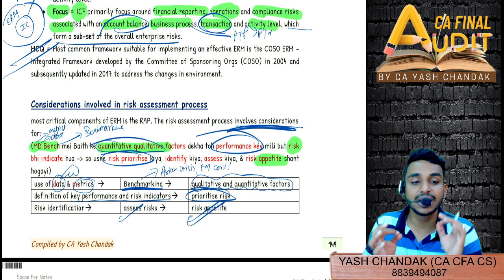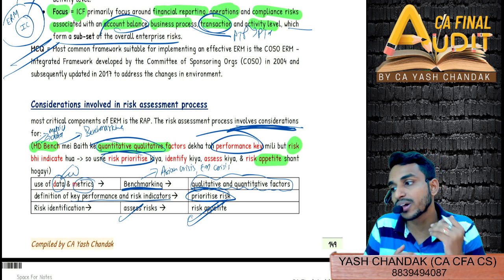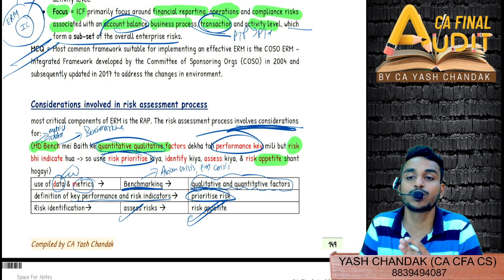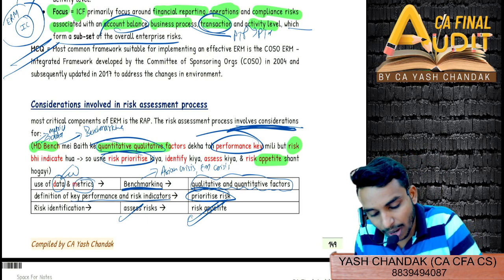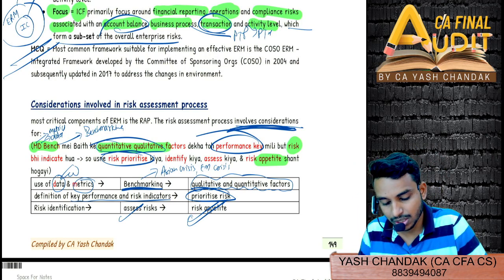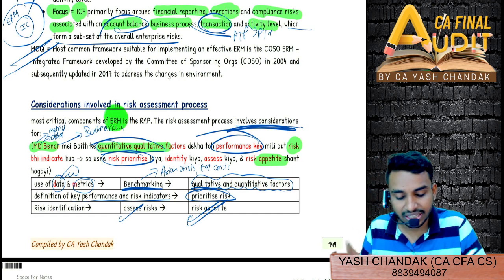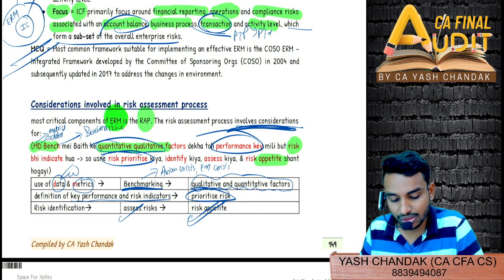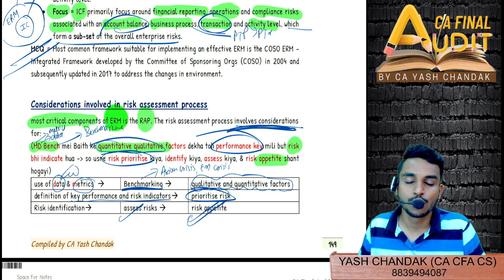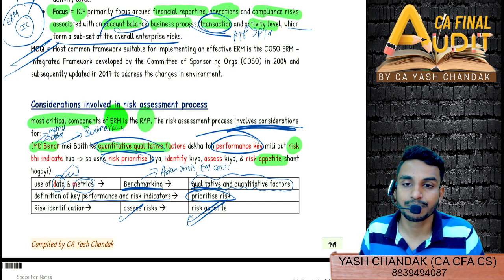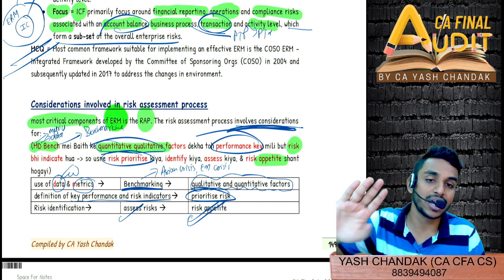So in the ERM, the RAP is the most critical component. So how exactly in the case of ERM are you going to consider the RAP? So you should mark the word ERM here. In the ERM, RAP is the critical component. So what all things are you going to consider for RAP in the case of ERM?